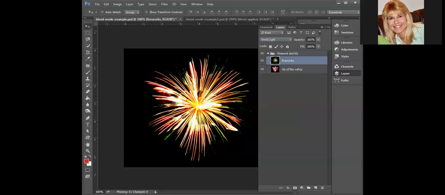Then we have vivid light. It's going to burn or dodge, and it is adjusting contrast. We've got linear light. Again, this one burns or dodges, but it is adjusting brightness. We have pin light. That one actually replaces colors depending on the blend. And then we've got hard mix. It's adding the RGB values together. And if they equal 255 or higher, it's just keeping them at 255.